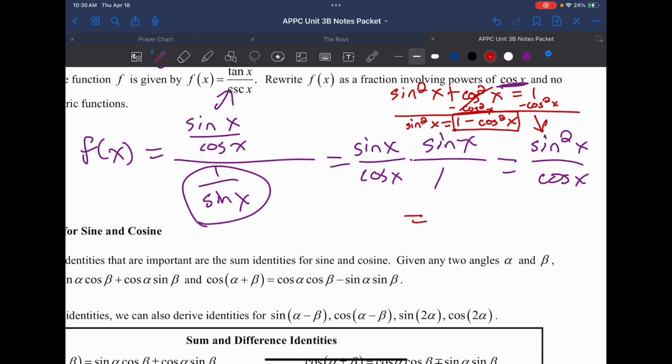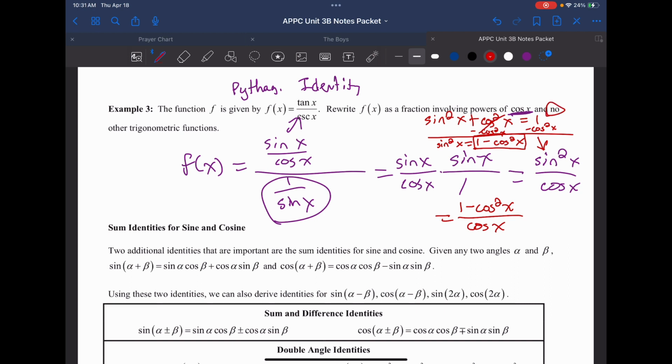So if I plug in for sine squared x, I can put 1 minus cosine squared x on top over cosine x. And there's not really any division that you need to do here, because I've done my job. It says no other trig functions, and it's just cosine. Technically, you could split this apart and do 1 over cosine minus cosine squared over cosine, but no need for that.